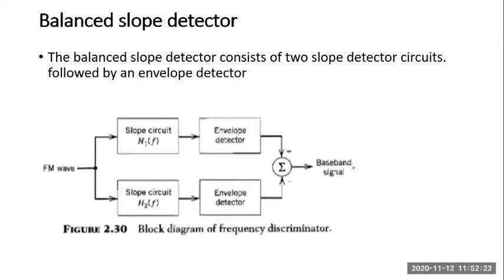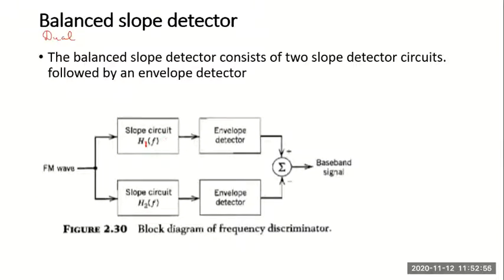With this, let's move on to the balanced slope detector, also known as the dual slope detector. So this is a dual or balanced slope detector. So what happens in this balanced slope detector? We make use of two slope detector circuits connected as shown. So this is slope circuit 1, H1 of F is its response. Slope circuit 2, H2 of F is its response.